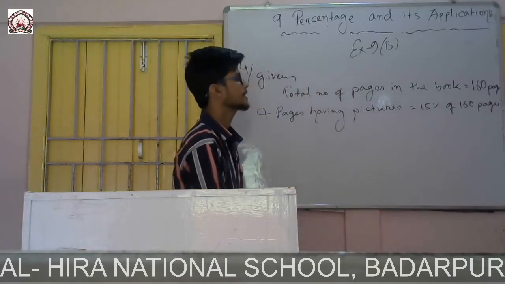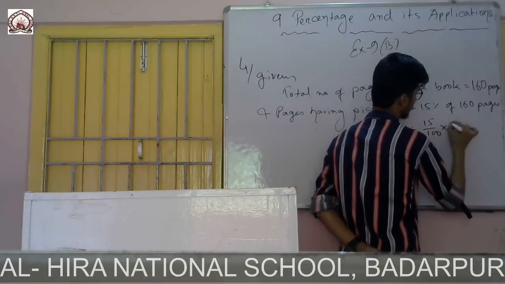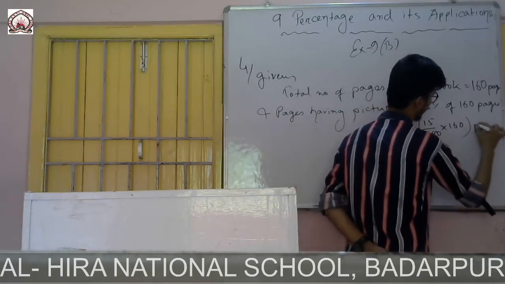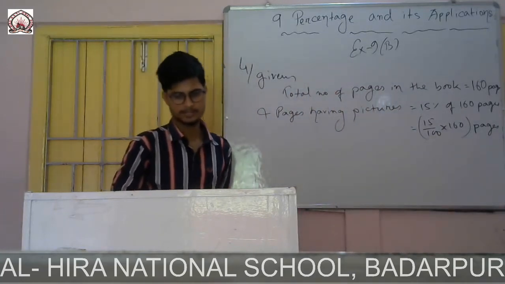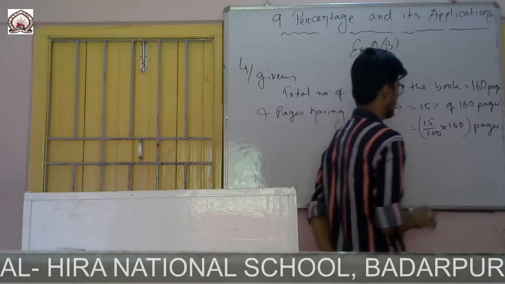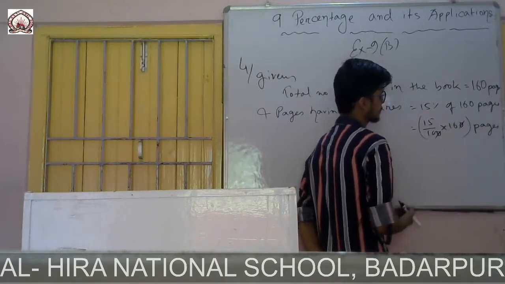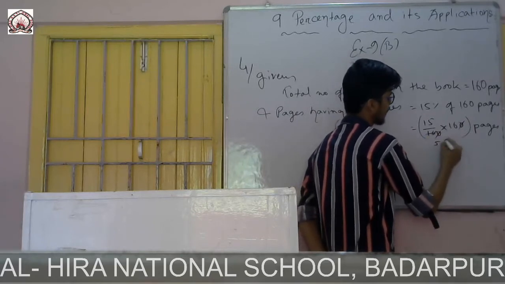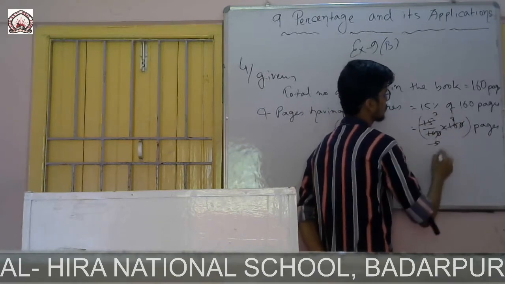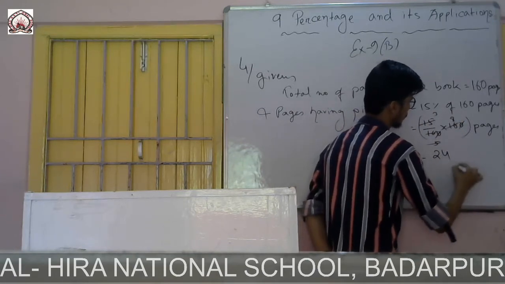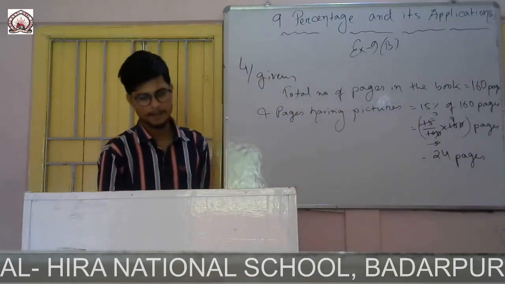15% of 160 pages. So if I convert, I can write 15 by 100 into 160. So you cancel the zeros. 2 times 5 are 10, 2 times 8 are 16, 5 3s are 15, 3 into 8 is 24 pages. That means 24 pages have pictures in them.